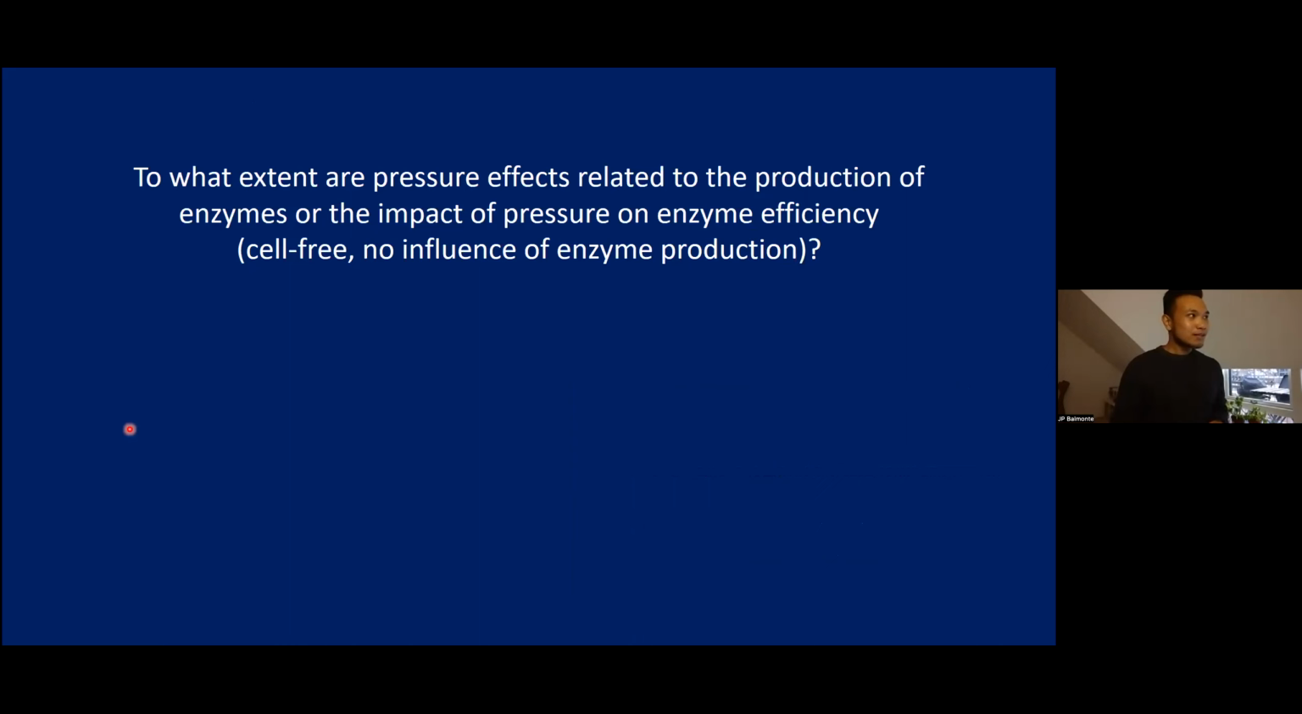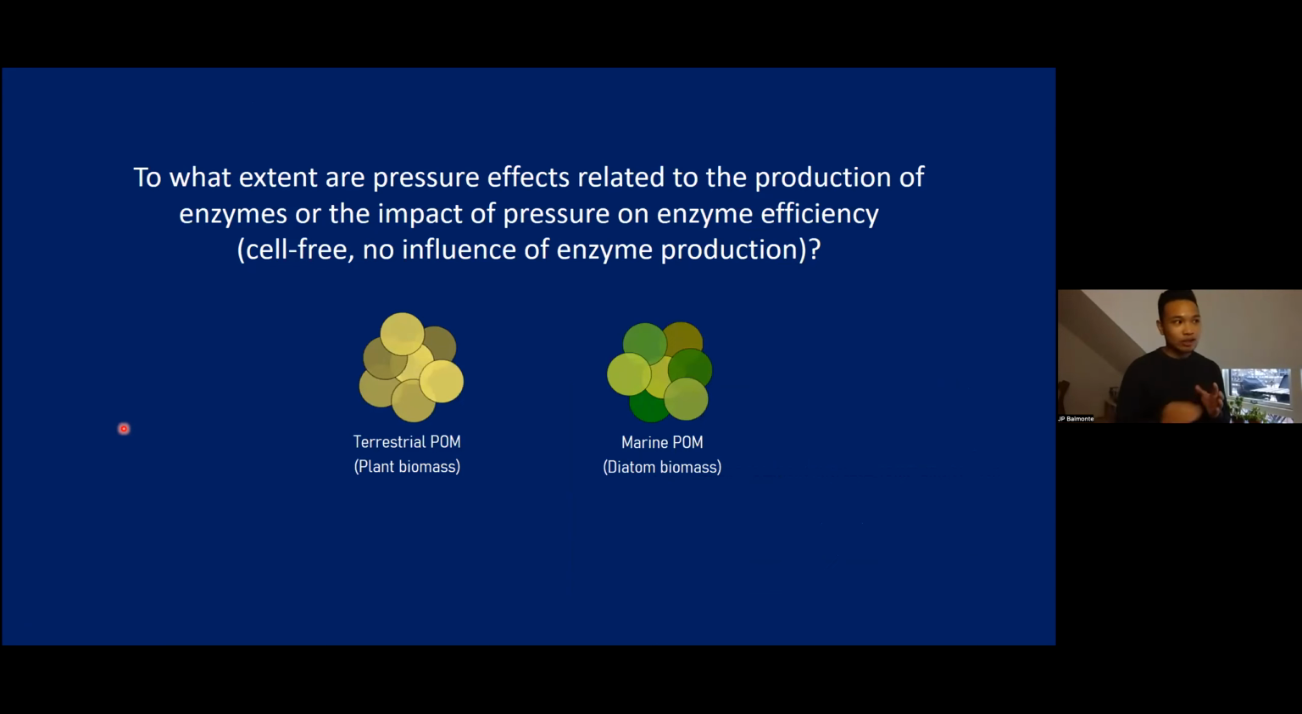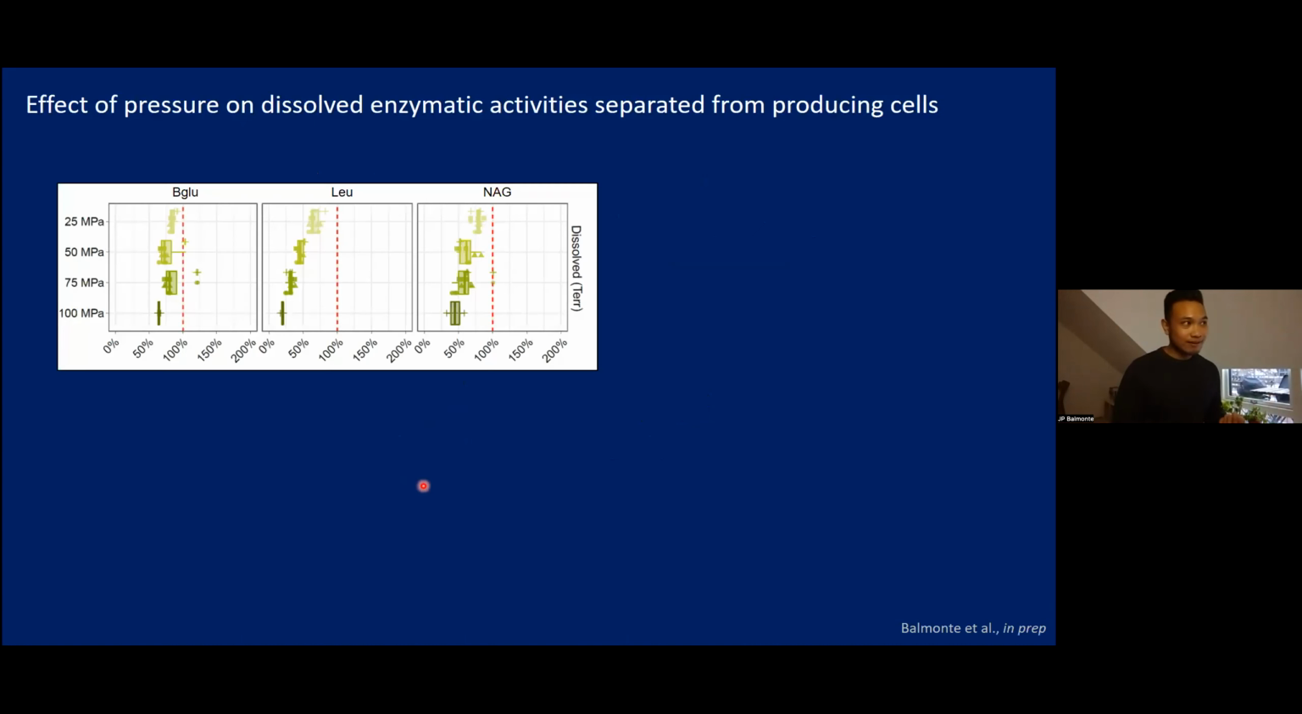Now, to this third question: to what extent are pressure effects related to the production of enzymes, or the impact of pressure on enzyme efficiency? We went about this in an indirect way, where we stimulated enzyme production using two different particulate organic matter sources, a plant biomass and a diatom biomass. Then we separated those enzymes from their producing cells. So we remove the cells and only measure the pure dissolved enzyme activity in response to pressure. And here are the results for that.